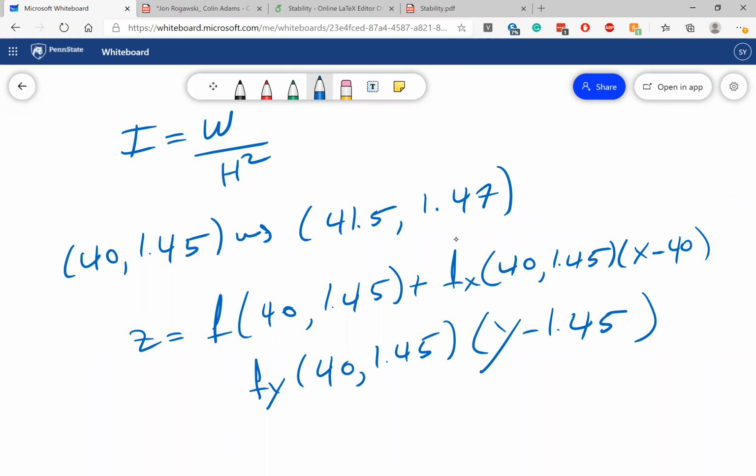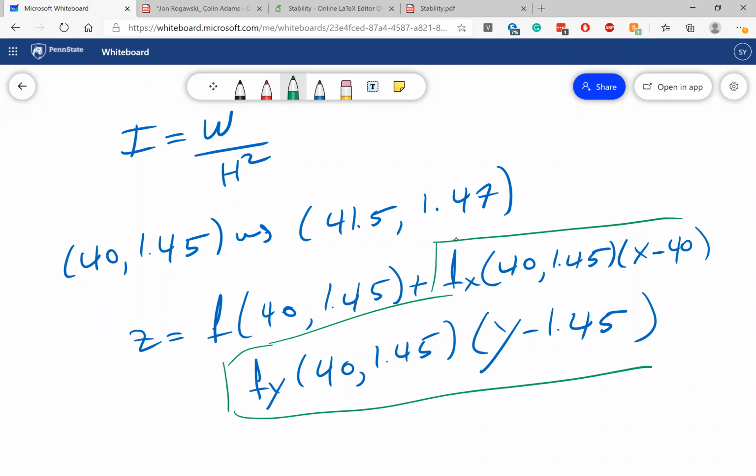But if I now plug in this point over here and this point over here, this will give me the new approximation or difference between the 2 points. So it'll be this plus something, and this will be the extra something. So I can actually ignore this for this problem, and I'm going to ignore this too. I really only need to figure out what this over here is, plugging in 41.5 for x and 1.47 for y, and that will tell me what I want to know, which is the difference between this point and that point. Any questions about that?